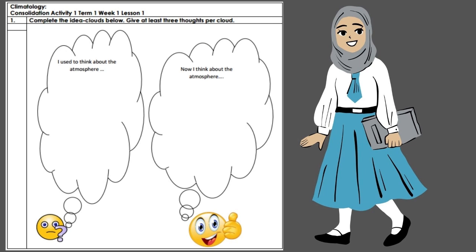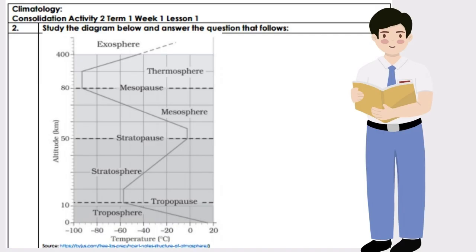Climatology. Consolidation activity 1, term 1, week 1, lesson 1. 1. Complete the idea clouds below. Give at least 3 thoughts per cloud. Climatology. Consolidation activity 2, term 1, week 1, lesson 1. 2. Study the diagram below and answer the question that follows.